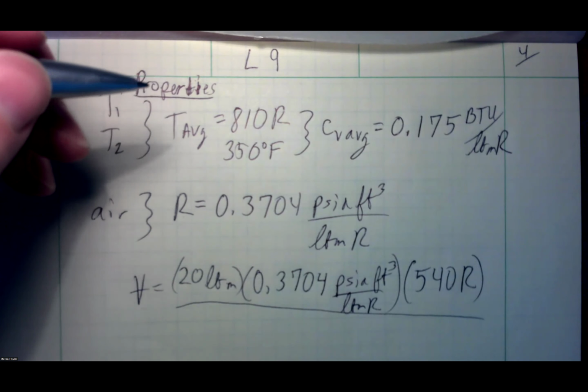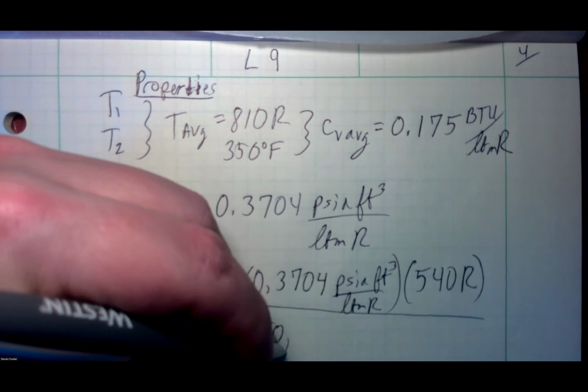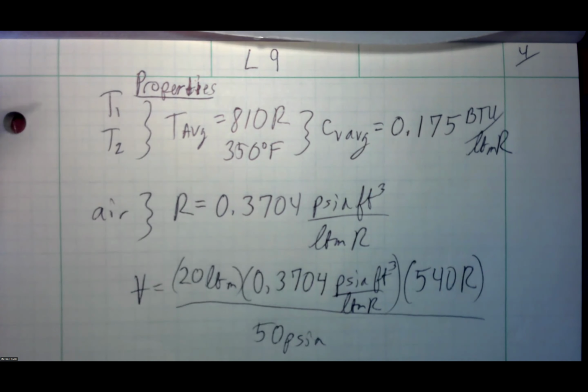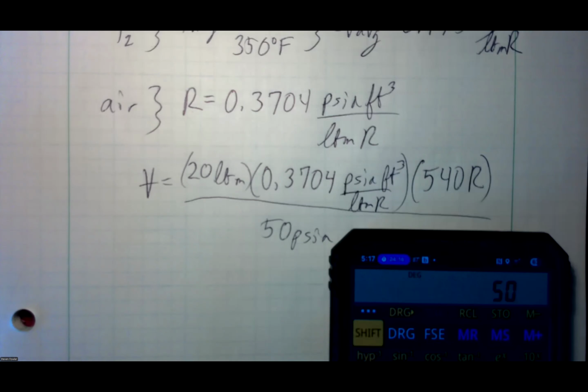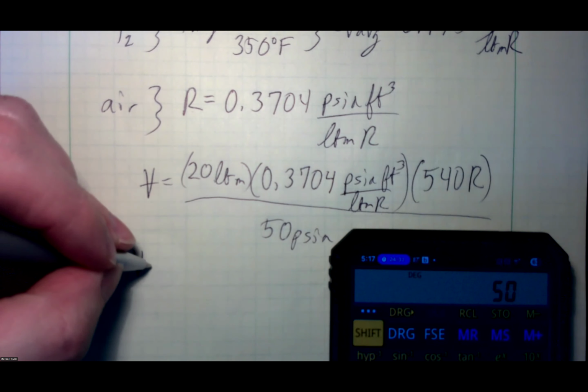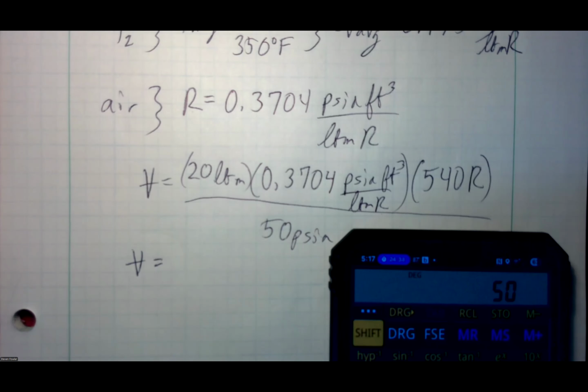I'm going to divide by my pressure. My initial pressure is 50 pounds per square inch absolute. I guess I should say before I hit equals here, if you want to pause and run the numbers yourself so we make sure we're on the same page, that's a good exercise. Be able to use your calculator really well because you're going to need it for the exam. So pause here if you would like and go ahead and get me a number and see if we agree on this. Okay, you got it?